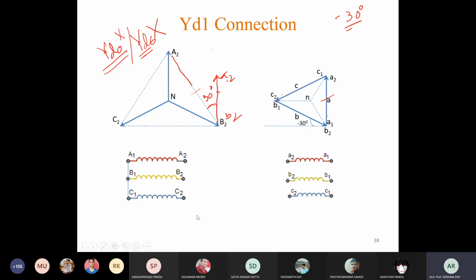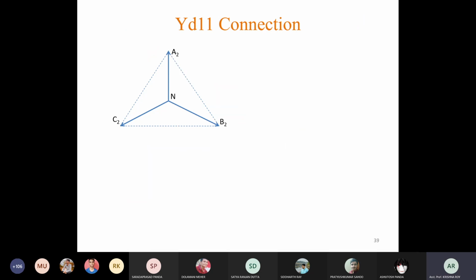So, short all the 1 terminals in case of high voltage side, show the output terminals and the neutral wire, and in case of low voltage side, draw A1, B2, B1, C2 and C1, A2, and the output terminals are all the 2 terminals. That's it. Okay. Now, can you draw YD11? Y remains same.